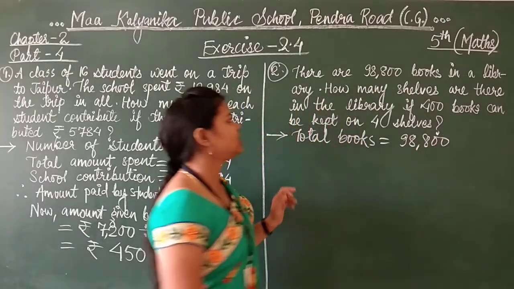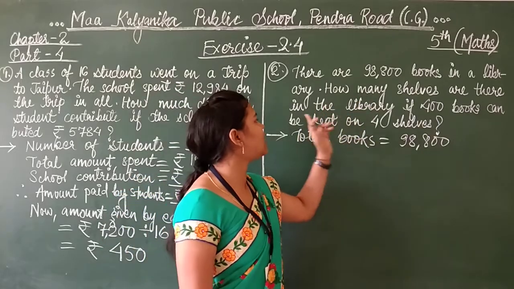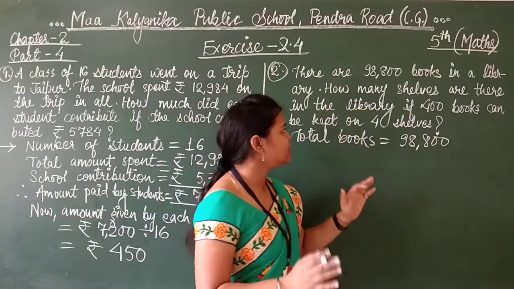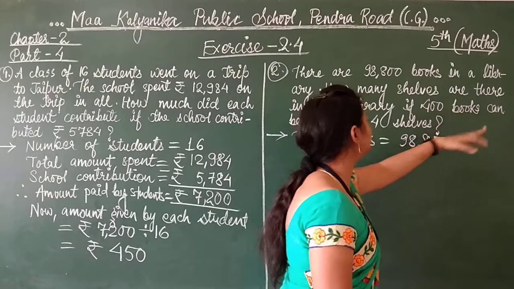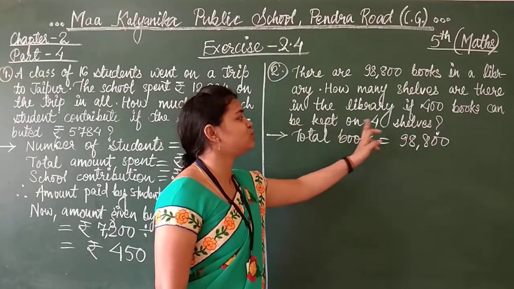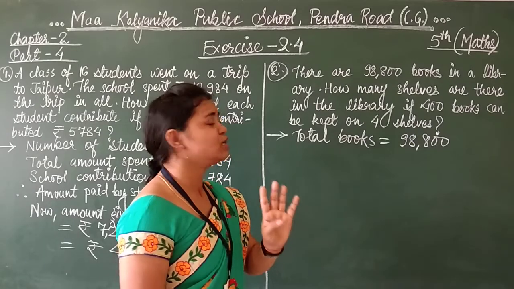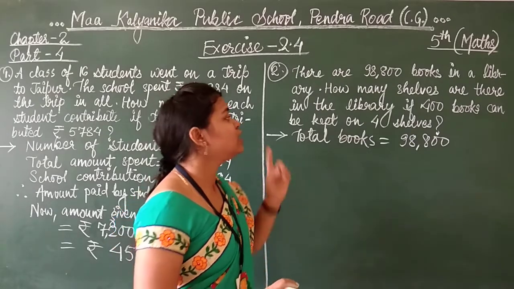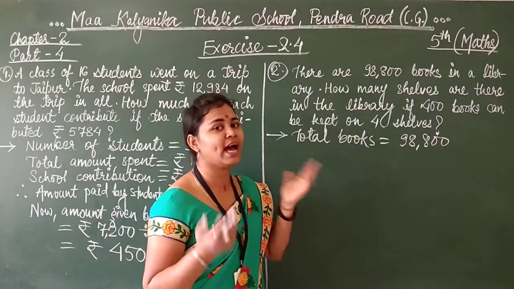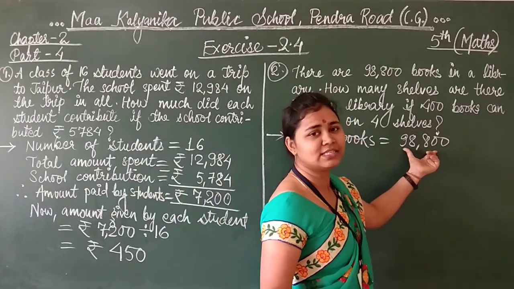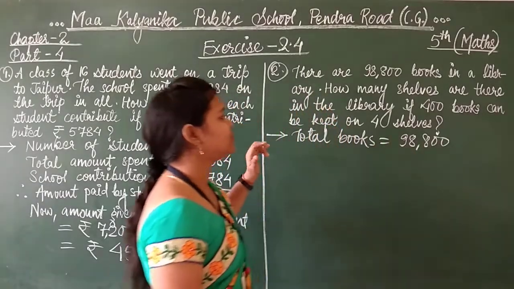98,800. Then what is given? How many shelves are there in the library? Question is how many shelves are there? If 400 books can be kept on 4 shelves. 400 books can be kept on 4 shelves. So we have to find here one shelf can carry how much? Then we can divide this number by that answer. Then we will get the final answer.